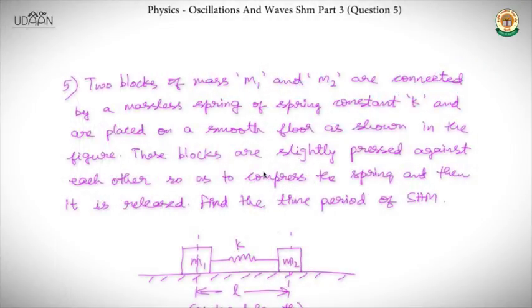Alright, in the last question, we learned how to break down a problem into small parts of the motion and then solve it. Let's see if that approach is possible here or if that's redundant, but let's try and solve this question as well. This looks fairly tricky because we have 2 blocks of mass M1 and M2, which are obviously different masses. They're connected by a massless spring of spring constant K and are placed on a smooth floor. Now these blocks are slightly pressed against each other so as to compress the spring, and then it is released. What we have to do is find the time period of the SHM.